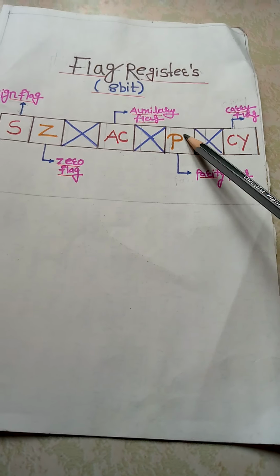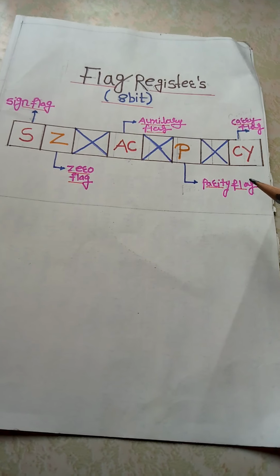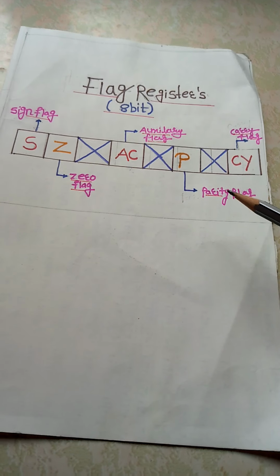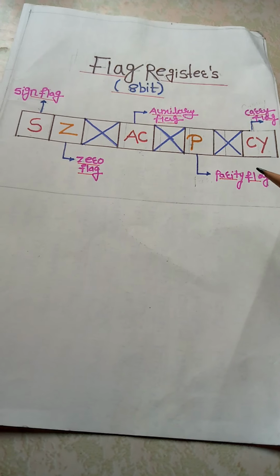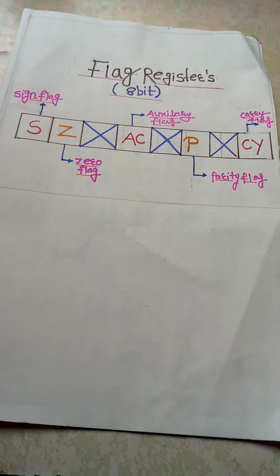Next, the fourth flag is the parity flag. With the help of the parity flag, we can determine whether the operation has even or odd status. If your operation has even status, then the logic will be set to 1. If your operation is odd, then the logic will be set to 0. In this way you can determine it.